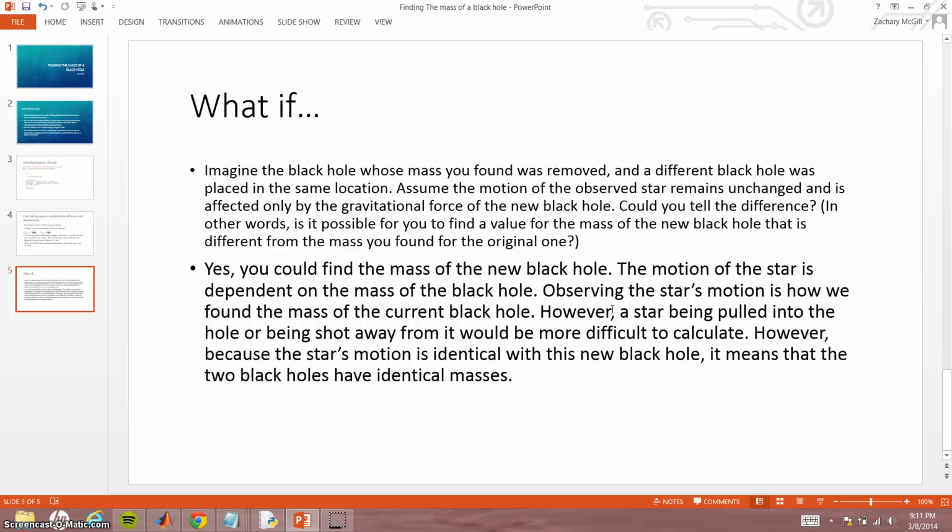And because of this, it means that the mass of the new black hole has to be identical to the mass of the old black hole, because for each black hole of some mass, they're going to have a unique set of motion corresponding to their mass. And that's the big idea of this lab, is that we can work backwards with given motion to find the forces acting on an object.